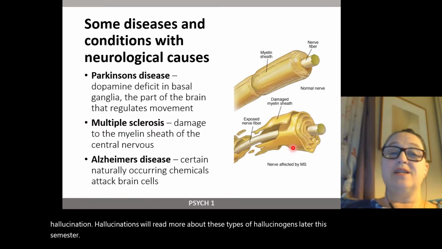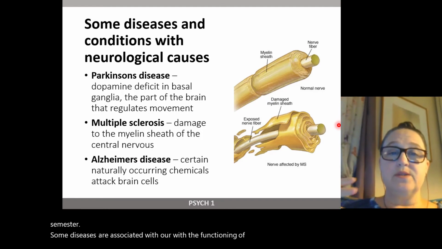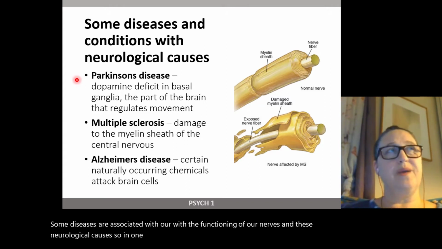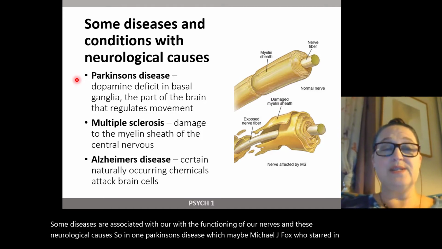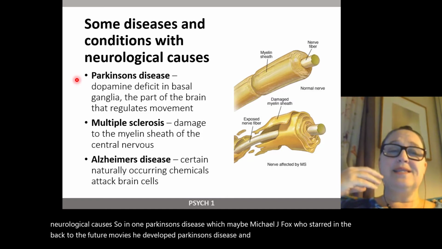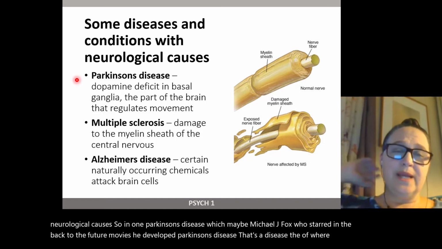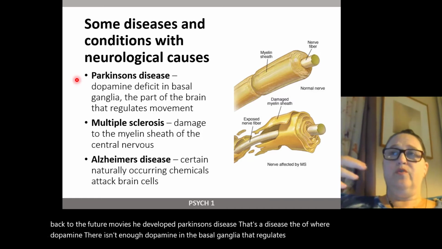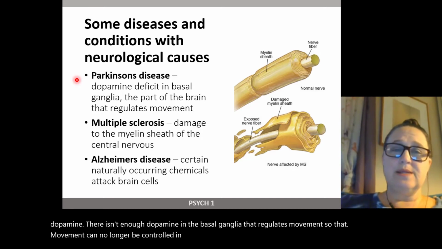Some diseases are associated with the functioning of our nerves and these neurological causes. So, in one, Parkinson's disease, which maybe you know Michael J. Fox, who starred in the Back to the Future movies, he developed Parkinson's disease, and that's a disease where there isn't enough dopamine in the basal ganglia that regulates movement, so that movement can no longer be controlled among sufferers of Parkinson's disease.